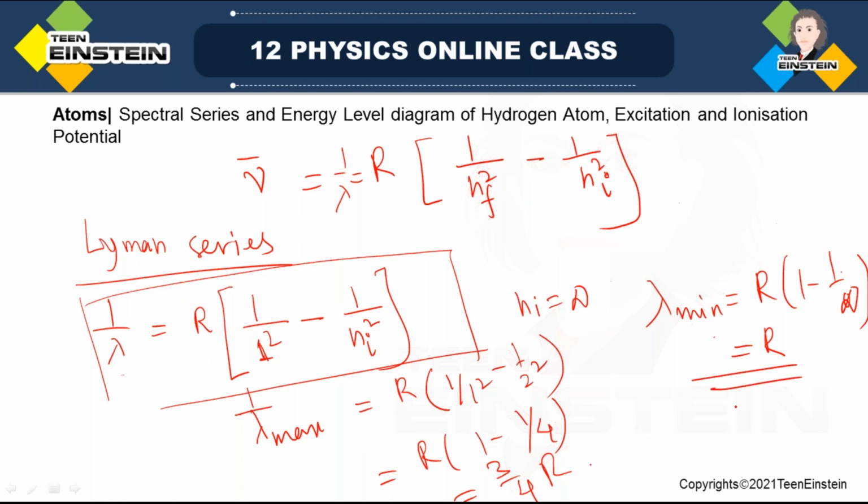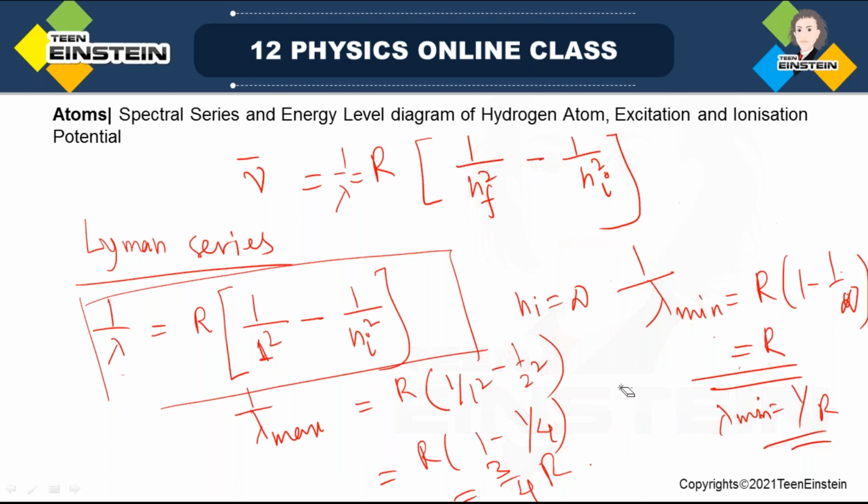Oh sorry, this is 1 over lambda minimum. So if you just take a reciprocal, lambda minimum will be 1 over R. So this will be the minimum wavelength of the Lyman series. Maximum wavelength will be 4 by 3R. I'm sorry, this will be 3R down, 4 by 3R. This will be the maximum wavelength. I hope you are getting the points.